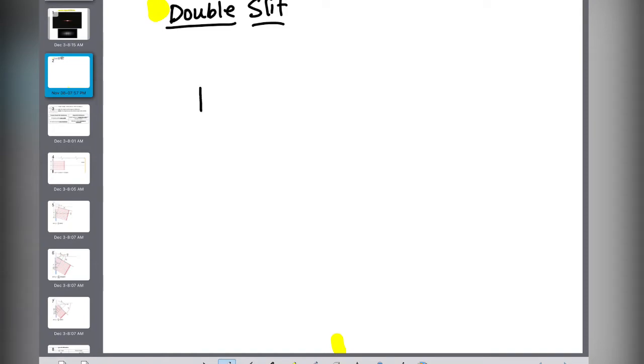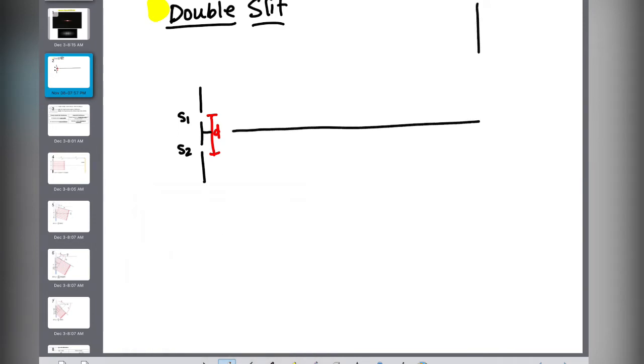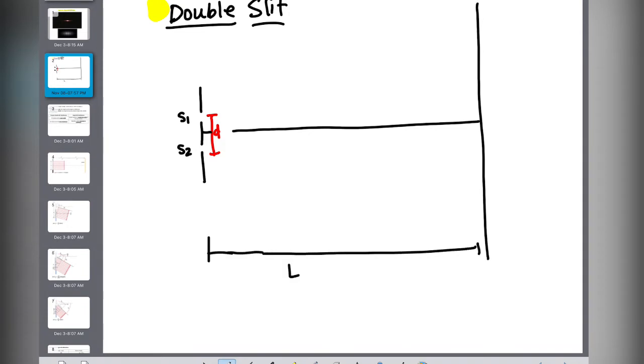A double slit basically has two small openings. We call them S1 and S2 for source 1 and source 2, but really it's just one source that has two really small slits between them. The distance between the two slits we call d. Then we measure the distance to a screen, the screen distance, which we call L, from the slits all the way to wherever the screen is.